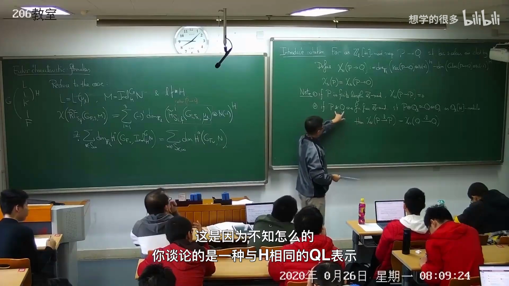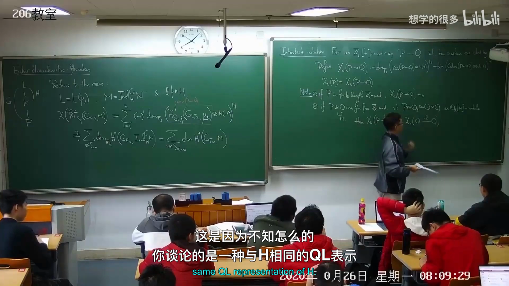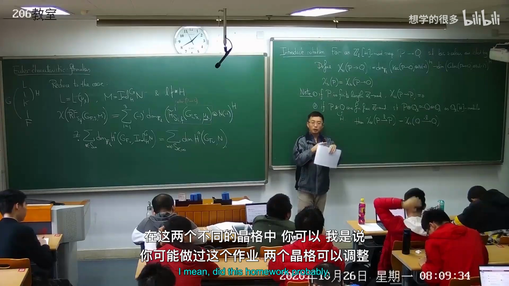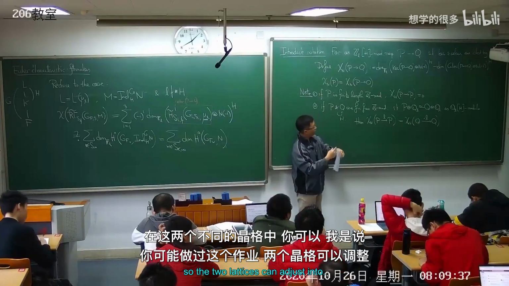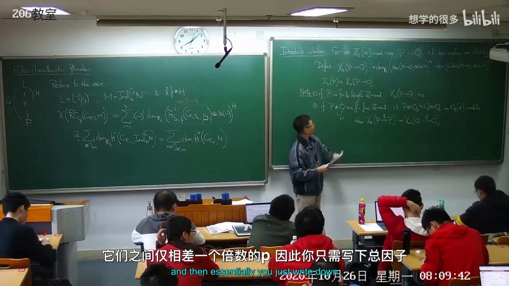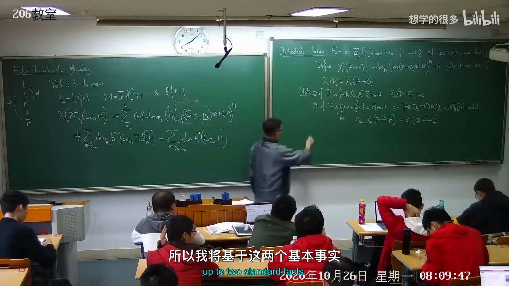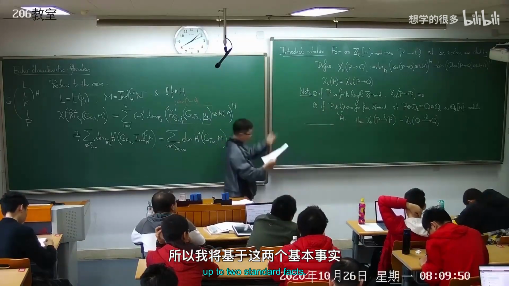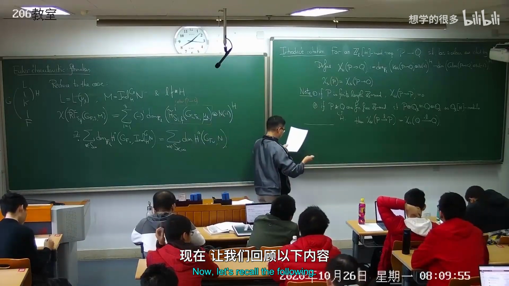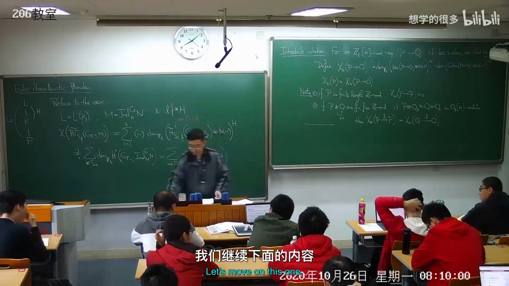That's because you're talking about the same QL representation of H. You're taking different lattices. At 2 different lattices, you can. I mean, you did this homework probably. So the 2 lattices can be adjusted. They're just off by a multiple of p, and then essentially you just write down the Jordan-Holder factors, and that's how it's done. So I'm going to use these two standard facts. Now, let's recall the following. Let's move on this side.